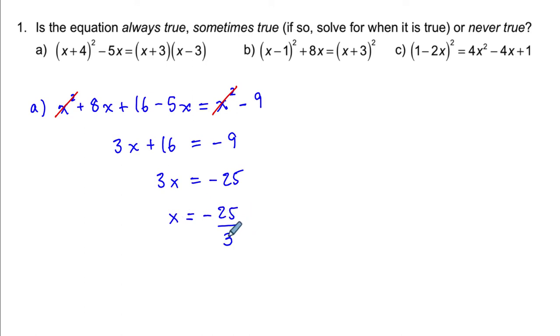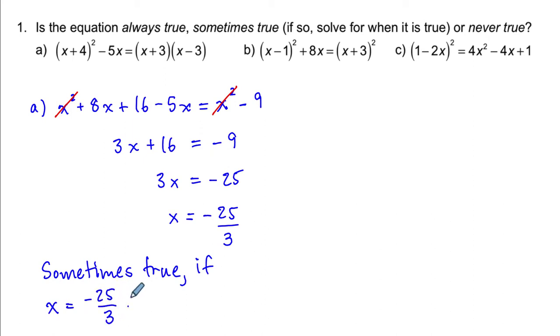Getting a solution here for x tells us that the original equation in part A is true whenever x is equal to negative 25 thirds. So this is a sometimes true equation. It's sometimes true for the value of x that we found to solve the equation, negative 25 over 3. Let's do the same thing in part B.